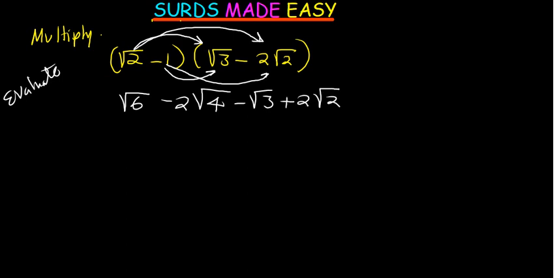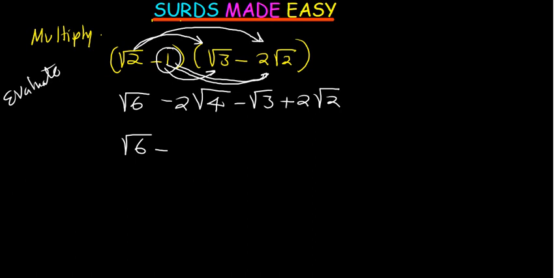Because this one is a constant, it will just multiply the number that is outside. So if you just have a 1, that one doesn't multiply what is inside. It will just multiply the number that is outside. So this is root 6 minus 2.